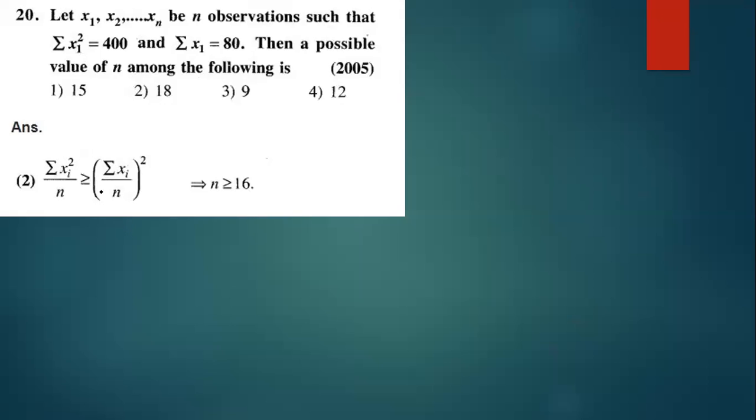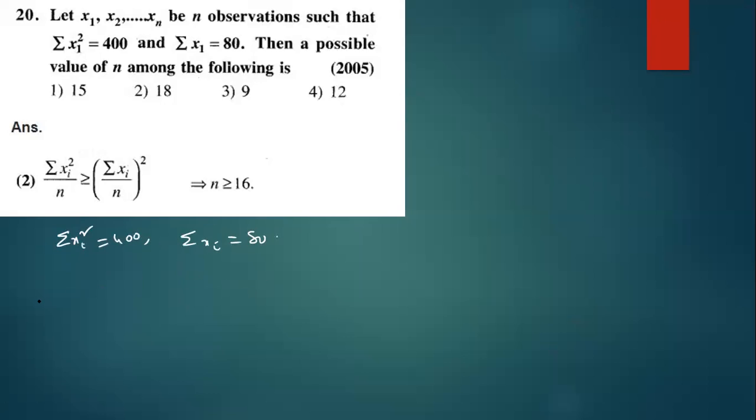Question number 20. Let x1, x2, and so on, xn be n observations such that sigma xi square is equal to 400 and sigma x is 80. Then a possible value of n among these cases.